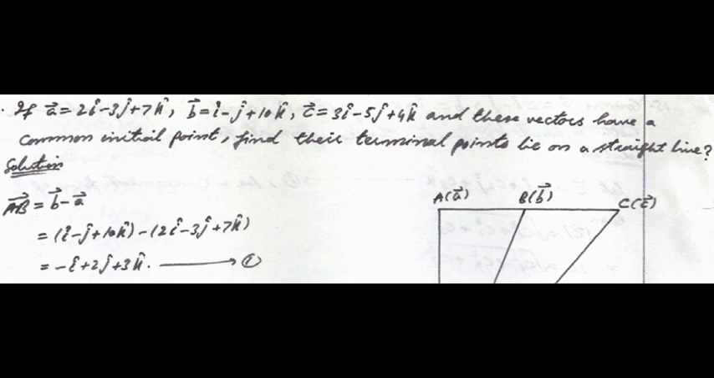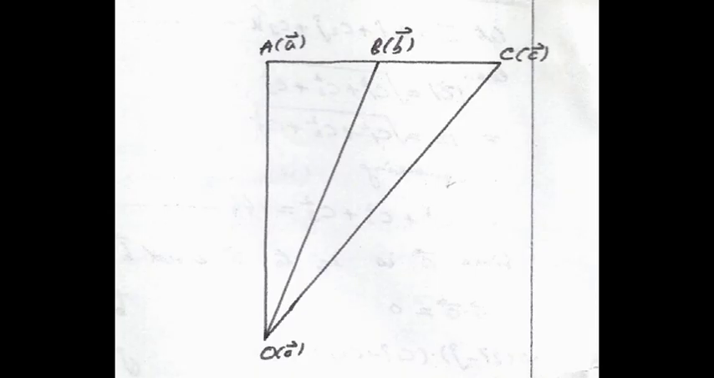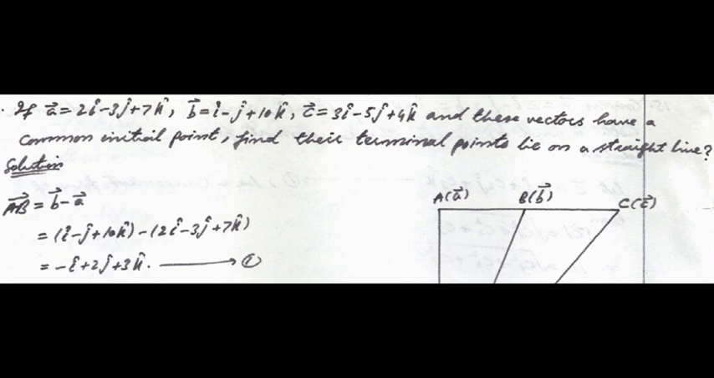Solution: the given vectors as position vectors are as shown in the figure. Here AB vector is equal to B vector minus A vector, equal to i unit vector minus j unit vector plus 10k unit vector minus 2i unit vector minus 3j unit vector plus 7k unit vector. This is equal to minus i unit vector plus 2j unit vector plus 3k unit vector.